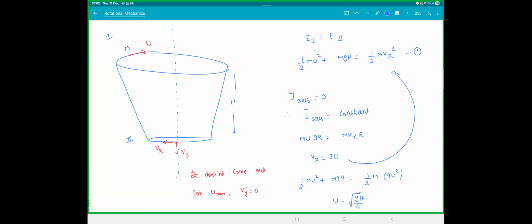Shane, clear with this? Any doubts on this? So the question looks complex, like, you should know what is happening, but after that it is easy to solve. Let's see one more.